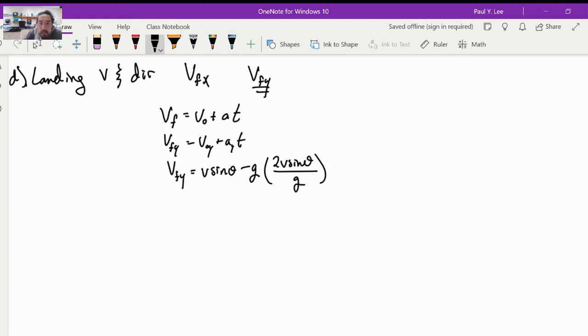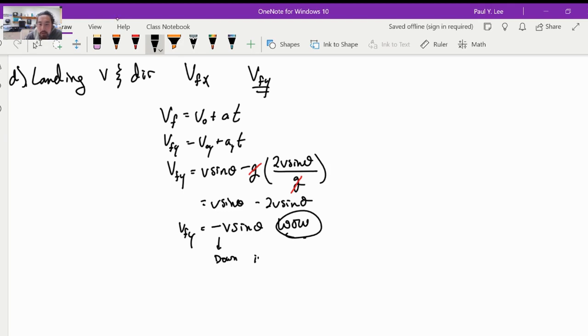Now, let's not leave it like that. Let's clean it up. We have g in the numerator and g in the denominator, so those two will cancel out, leaving us with v sine theta minus 2v sine theta. When we subtract the two, because there are like terms, we get negative v sine theta is equal to v final y. Now, this is really cool. This is a wow kind of moment, because this negative v sine theta is your initial y velocity, except that the negative shows that it is going down.